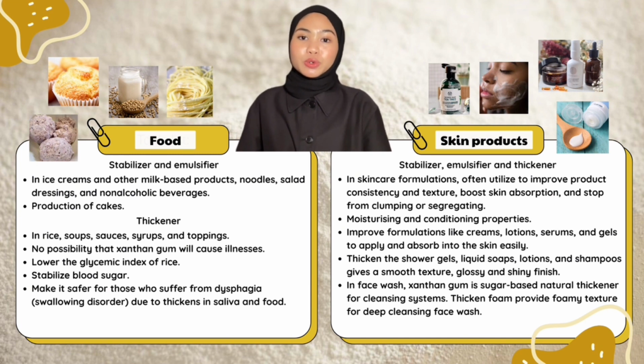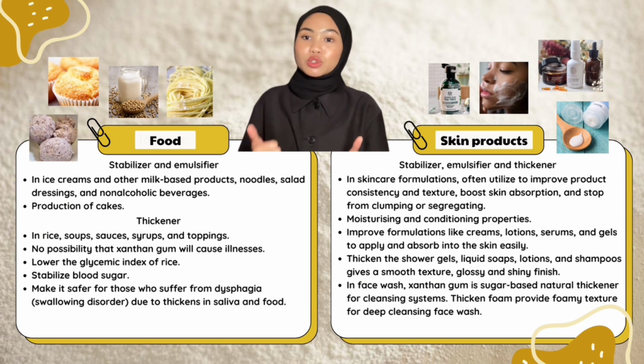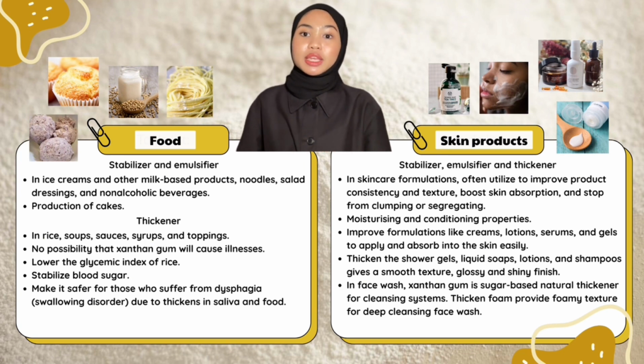Xanthan gum is also used as a thickener in rice, soup, sauces, syrups and toppings in order to prevent ingredients from separating. Xanthan gum is produced by extracting microorganisms from a variety of plants. So there is no possibility that xanthan gum will cause any disease. For instance, xanthan gum could lower the glycemic index of rice. Hence, food containing xanthan gum might offer the most potent blood sugar lowering benefits.